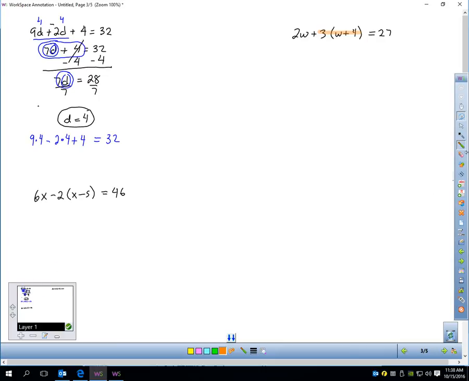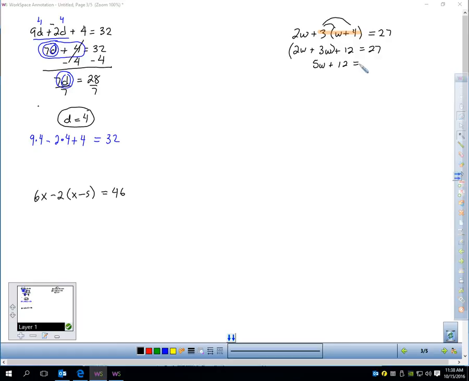And I need to take, and I'll draw it up here, 3 times w and 3 times 4. So I have 2w plus 3 times w is 3w plus, positive and positive is a positive, 3 times 4 is 12 equals 27. I'm still not done simplifying because I have like terms right here. 2w plus 3w is 5w plus 12 equals 27.